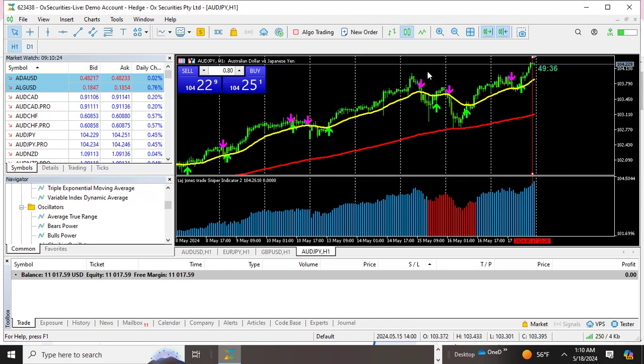And then pick whatever pairs you want to stay consistent with. What I realized is trading this strategy, trading Euro Yen, GBP Yen, Euro USD and GBP USD, it works perfectly on those pairs. So those are the pairs that I trade this strategy with.